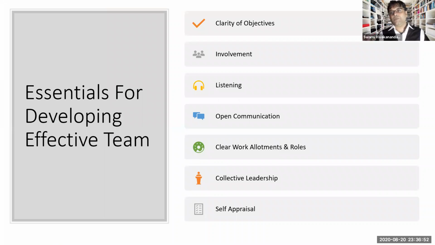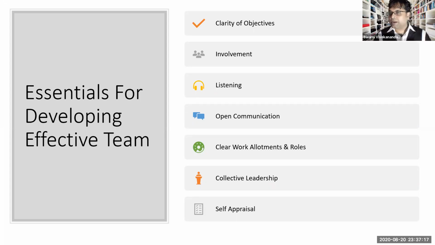Number one, clarity of objective. We need to give all the group members clarity of the objective, what they are supposed to do and why they are doing it. You need to explain that very clearly. This is the objective of the group and this is the reason you are doing it. At the end of the day, you need to fulfill that. So that is called clarity of objective.